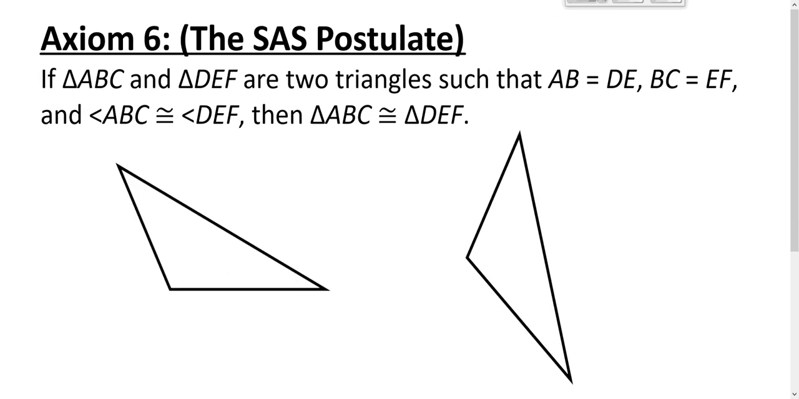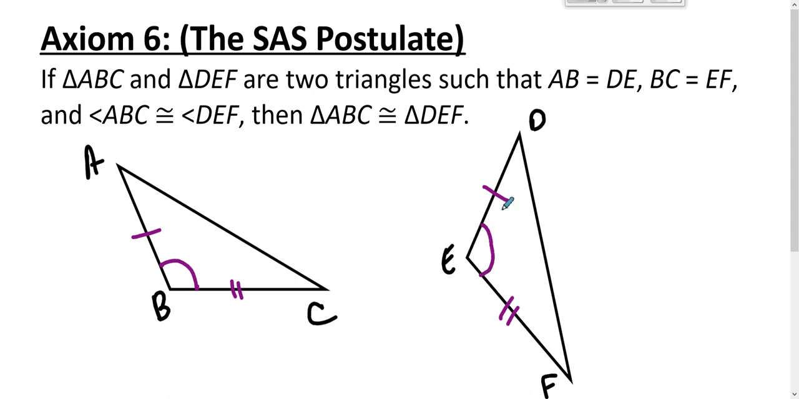So what does that mean? Well, that means if you have triangle ABC and triangle DEF, and this side is congruent to this one, and this side is congruent to this one, and this angle between those sides is congruent to this angle between those sides, then triangle ABC is congruent to triangle DEF. In other words, we can pick this triangle up and bring it over and put it down on top of DEF and everything matches. That's the idea.